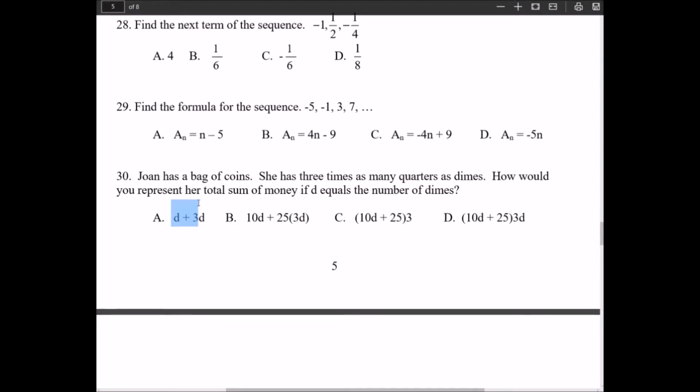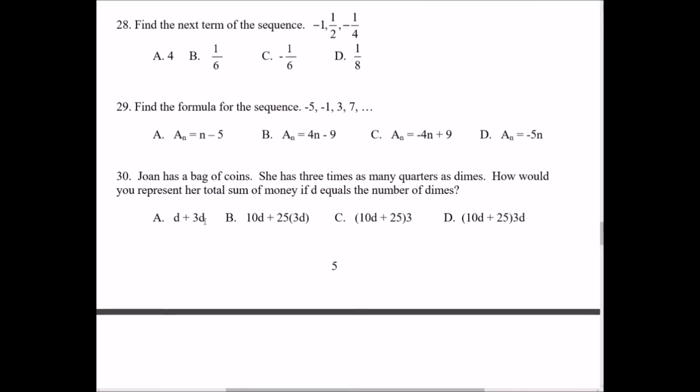That works. That is a really tempting one to jump into if we stopped reading right here. But they really want to know how would you represent her total sum of money if D equals the number of dimes. And we have the sum here. But what's the value of the dime? What's the value of the quarter? We're not discussing that in this problem. That's what really makes this look like a bad option to me. We don't have the actual value. So if I put in 1 here, I would have 1 plus 3, and that's 4. That is not representative of an actual case with the money, because if I had 1 dime, then I would have 10 cents there and 75. I'd have 85 cents, not 4 cents. So that one's done. We're not even considering A anymore.